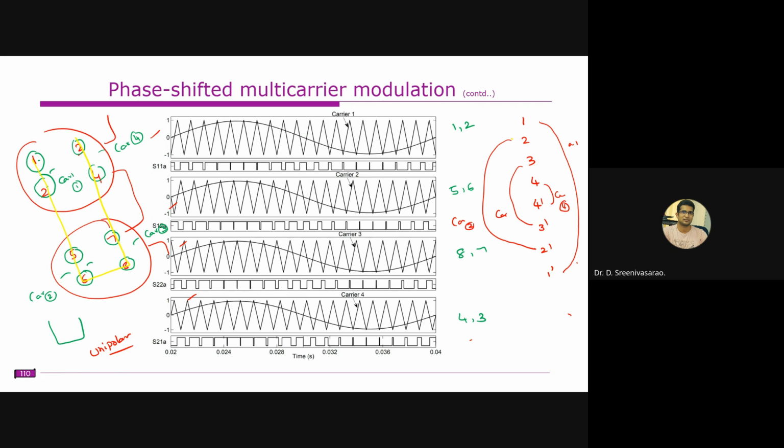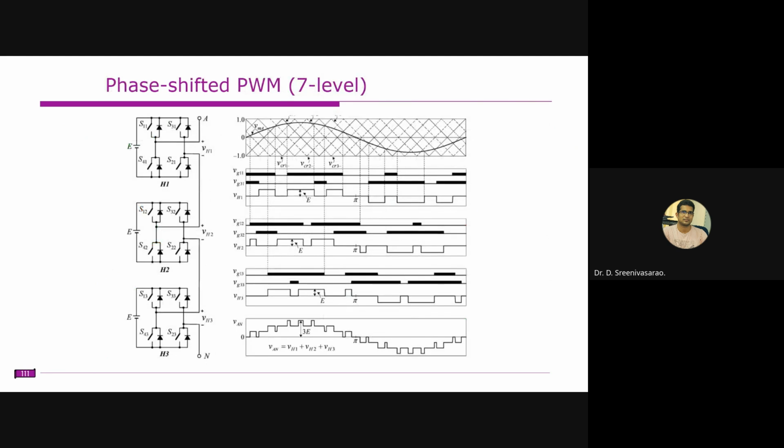So this way, we will give the firing signal for the individual devices. So you can see here, this is an example of a 7 level CHB, and you require 6 carriers, and you need to maintain 60 degrees among each carrier. So this is the carrier arrangement, and we are comparing with a modulating signal.